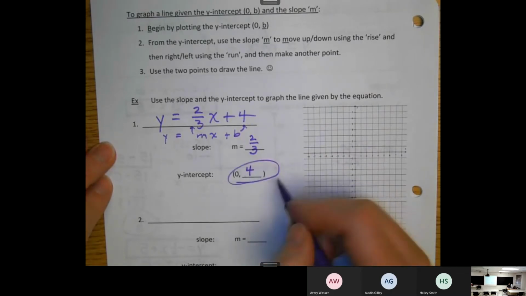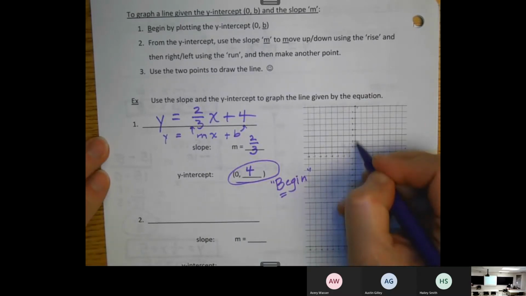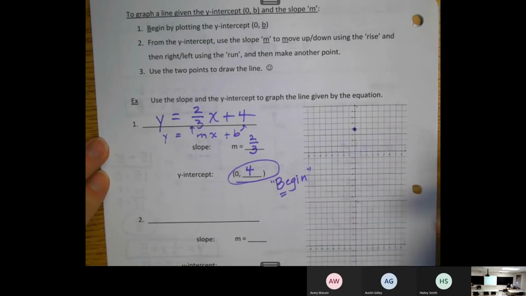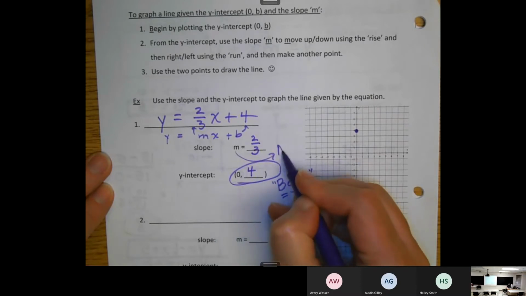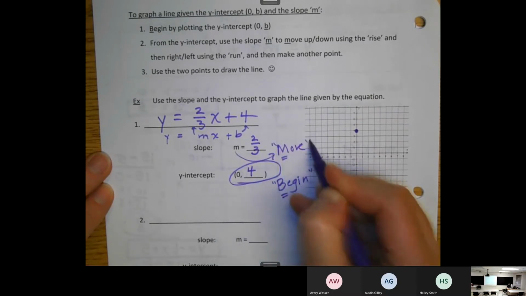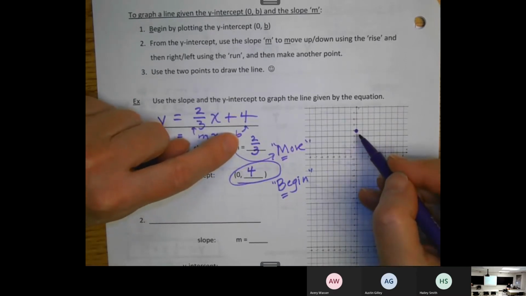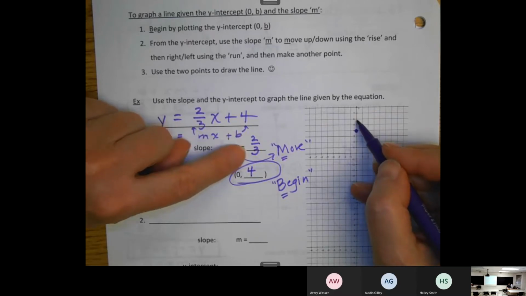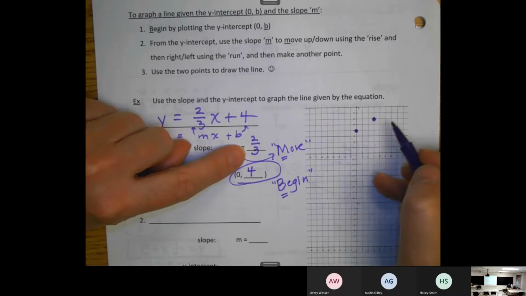Since we have a point 0, 4, we can begin with that. That's the b number, so begin with the b. In other words, let's put the point 0, 4 on the grid over here. And then let's use the slope to move. M for move. From that point, we have a rise of 2 and a run of 3. In other words, from that point, let's go up 2 spaces. That'll put us at the corner. And then we want to go over to the right 3 spaces. Then we'll be back on the line.